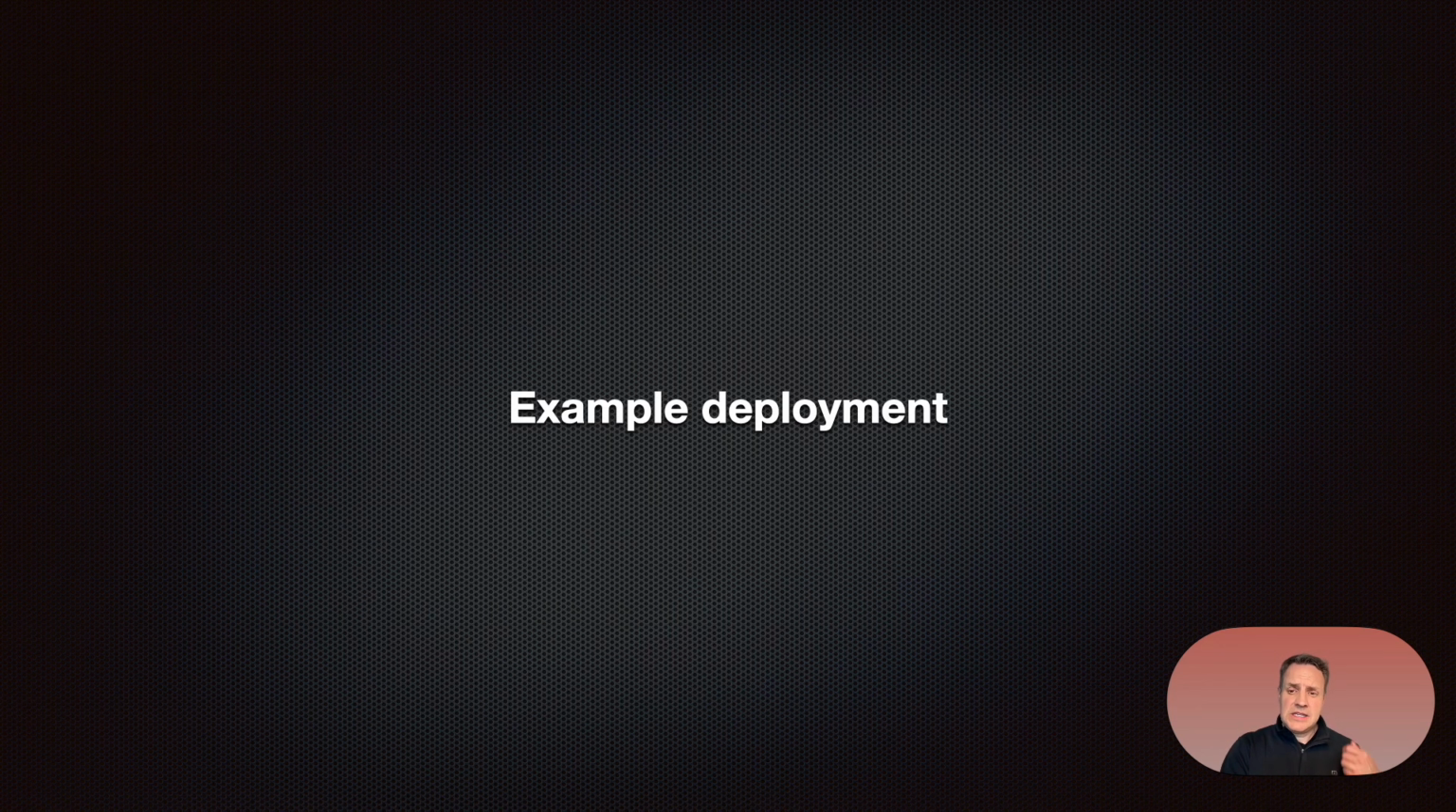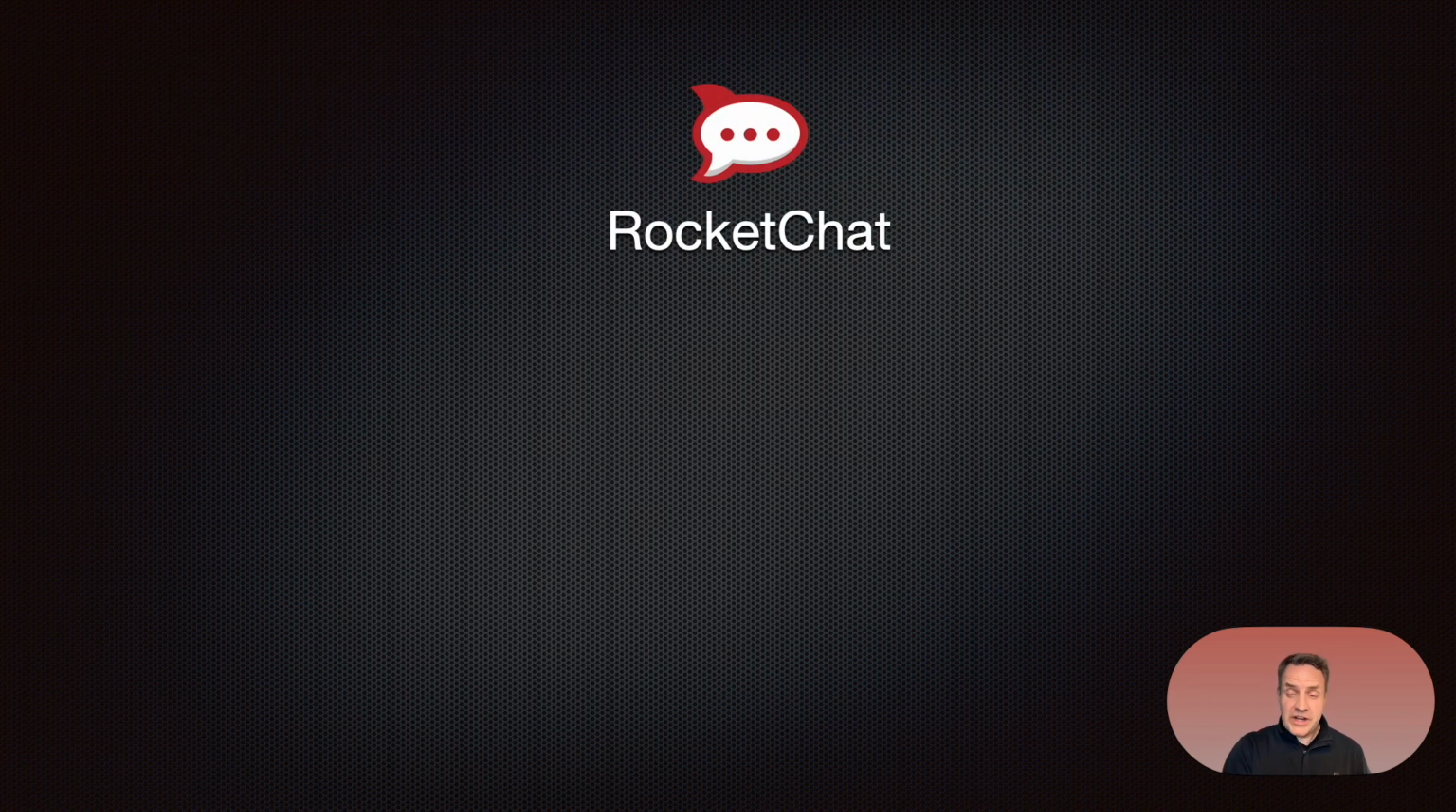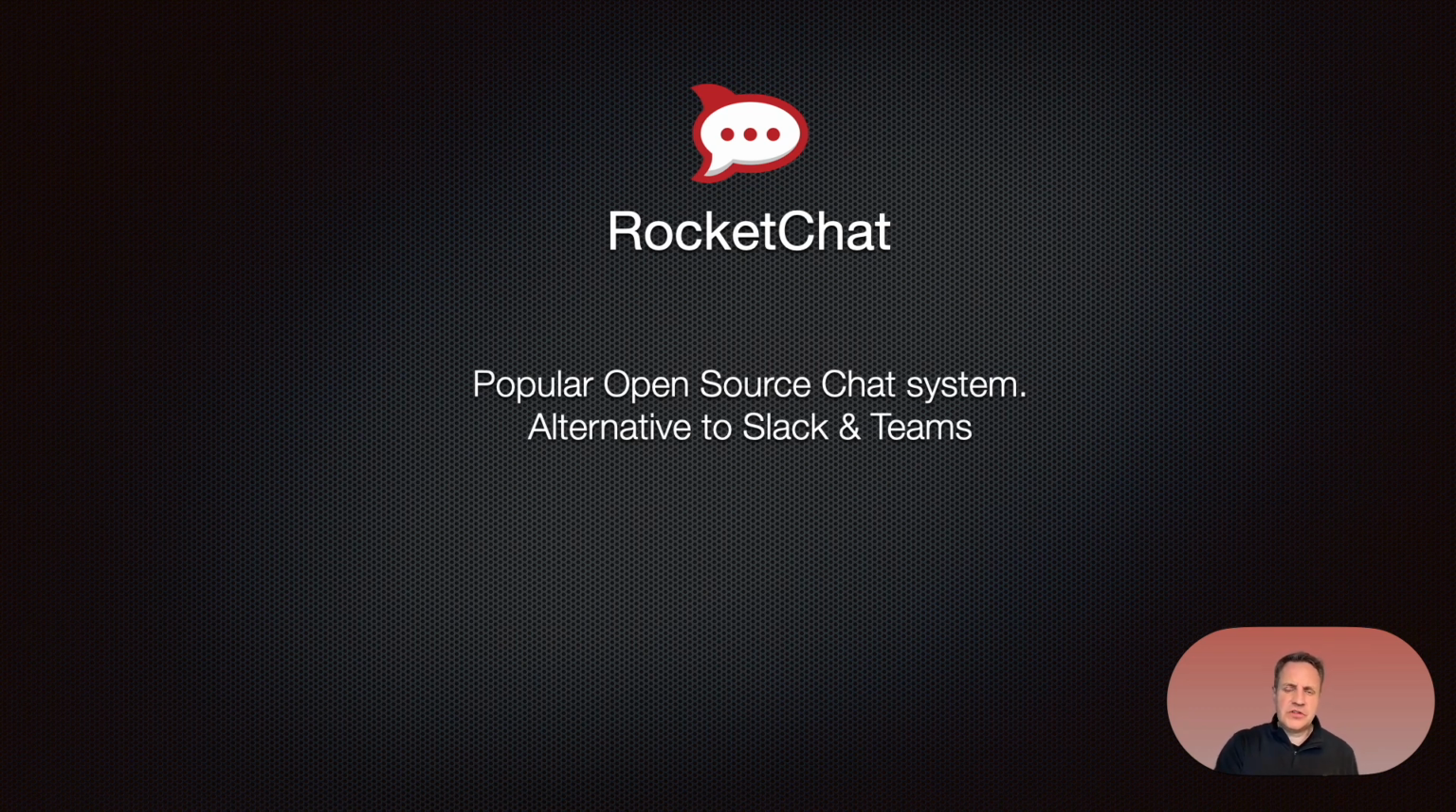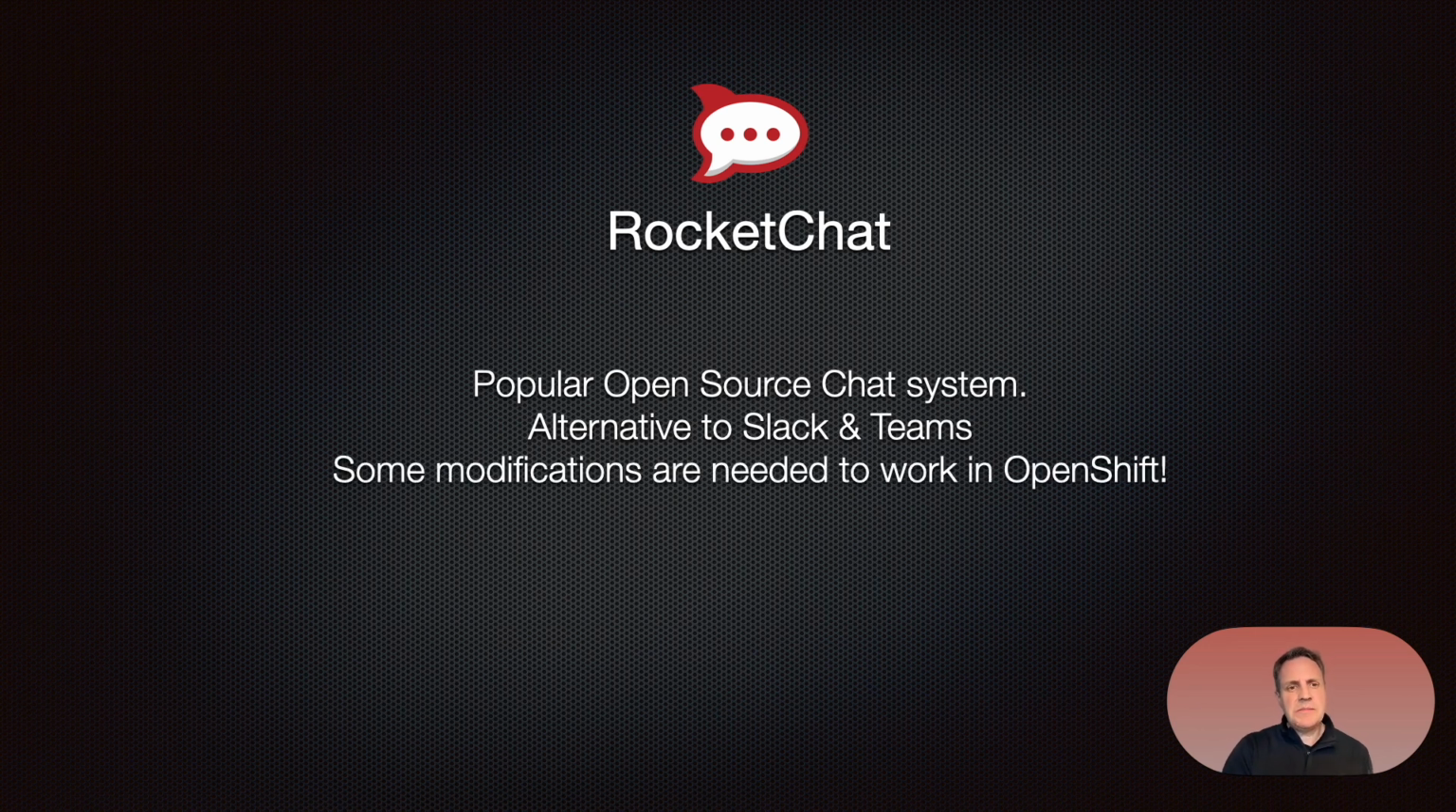So the example deployment that I picked out is a kind of a favorite of mine. It's something that I've worked with over the years. It's called RocketChat. It's a very popular open source chat system. It's probably an alternative to something like Slack and Teams, very Slack and Teams like. However, we need to make some modifications to get it to run in OpenShift. And I'm going to walk you through that Helm deployment today and show you how you can do something like that for RocketChat, and then, of course, for other maybe commercial vendors that may only provide a Helm chart for deployments and need some modification to get going in OpenShift.